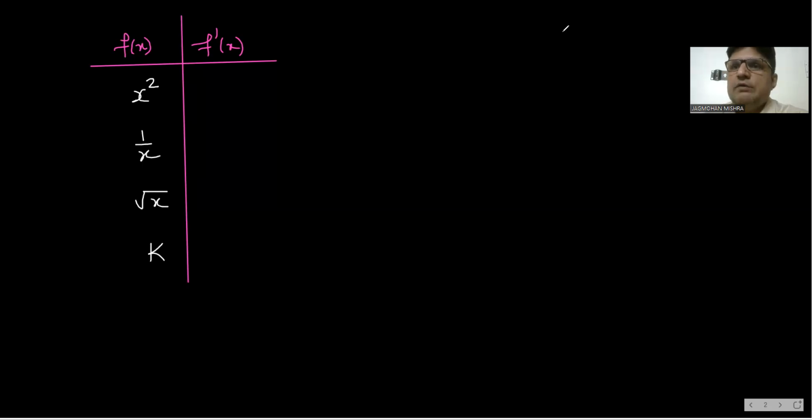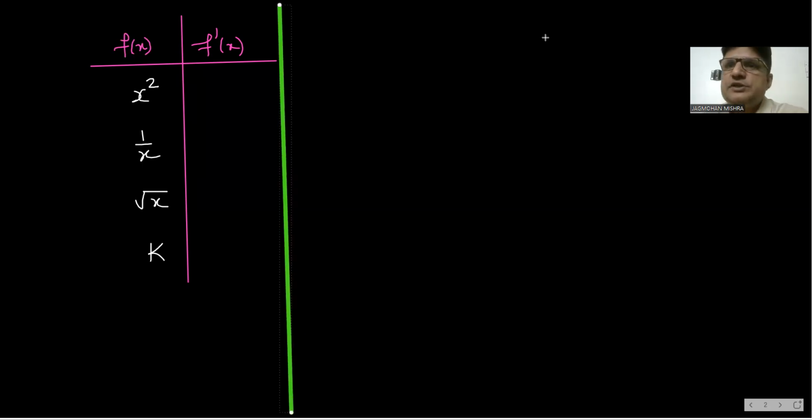How are we going to differentiate the constant function? Students, we will differentiate the constant function using the first principle of derivative. You must be thinking, sir, you wrote these three first, so why are you differentiating the constant function? There is a reason for that, and I will explain it later. Let me first differentiate the constant function.